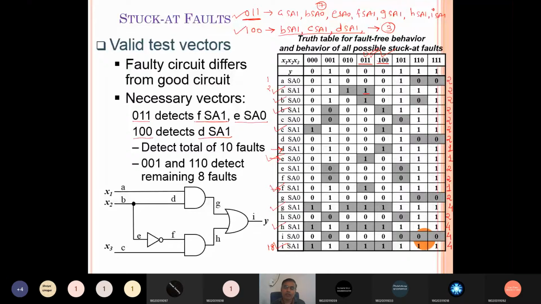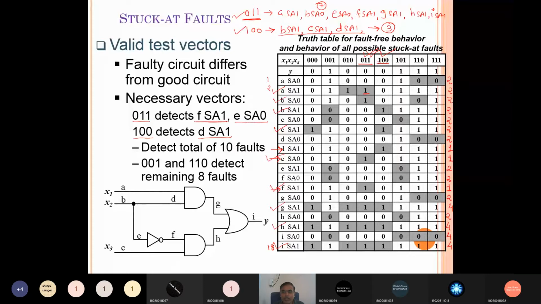So we have proceeded up to this. We have identified the two essential test patterns, 011 and 100. Through these two essential test patterns, it can also detect other faults. So a total of 10 faults can be detected using these two test patterns. Now we have to target covering the remaining faults. So what are the remaining faults?